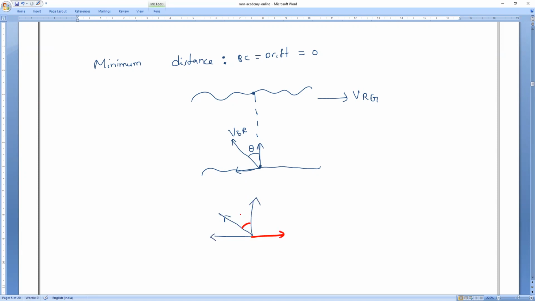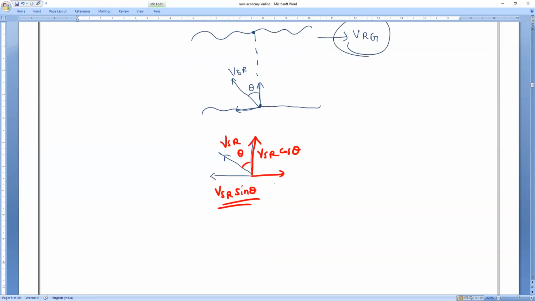Yes, please. Here is the theta. So then what should come? Velocity of a swimmer with respect to river. So VSR cos theta, and here what will come? VSR sin theta. Understanding? But VSR sin theta must be equal to something if he wants to travel perpendicularly, the shortest distance. Which is equal to what? Anybody? Which is equal to what?